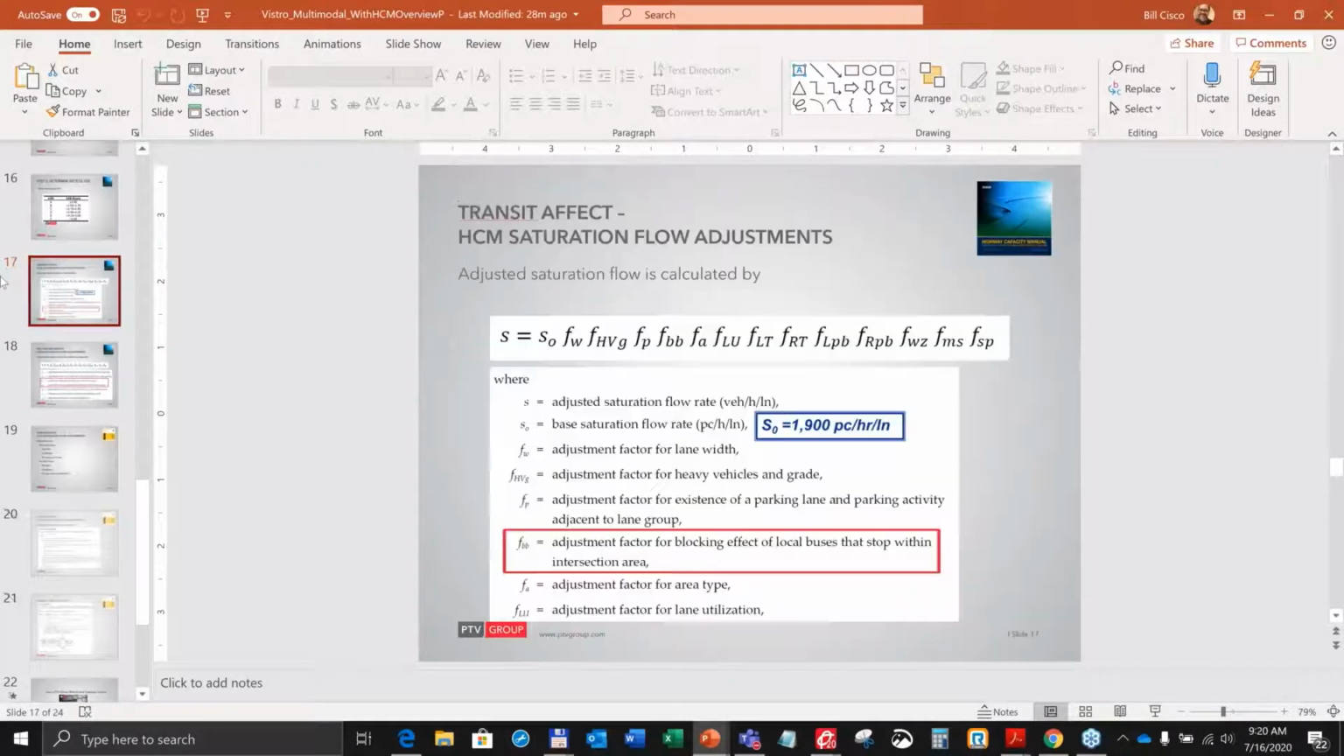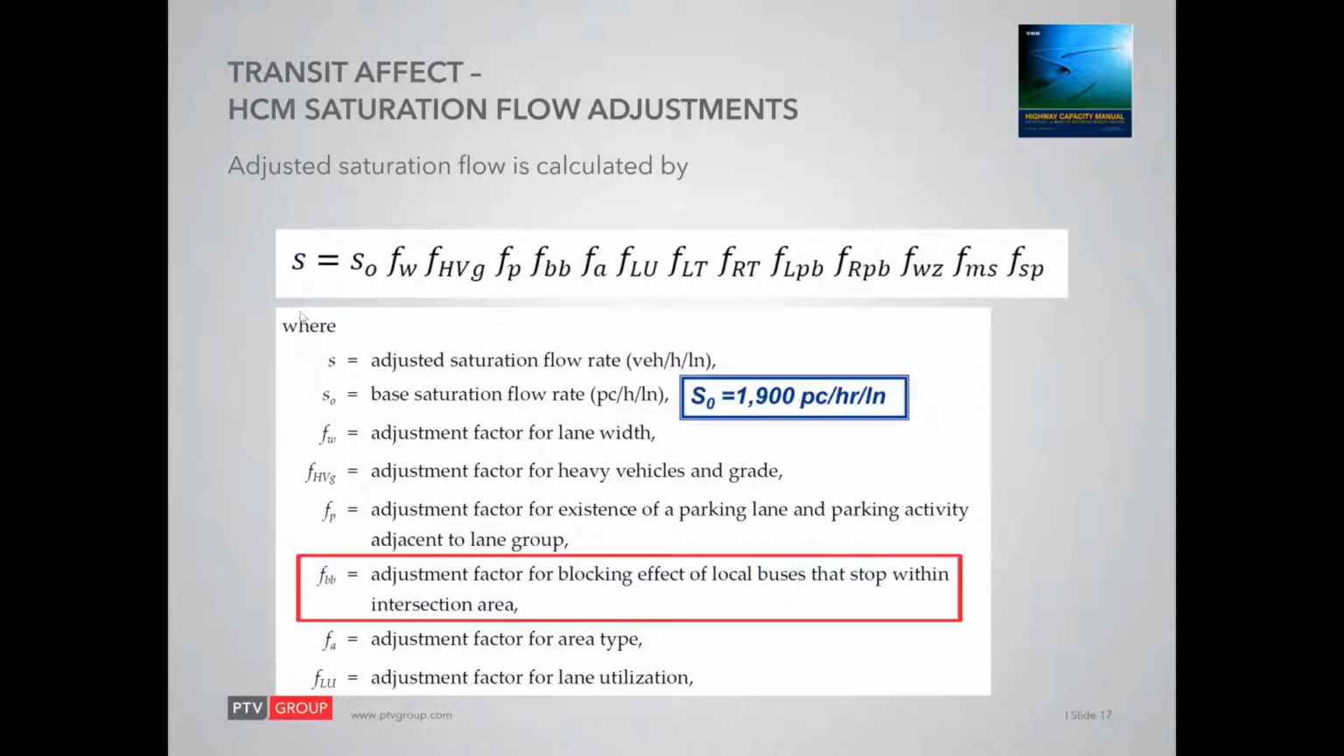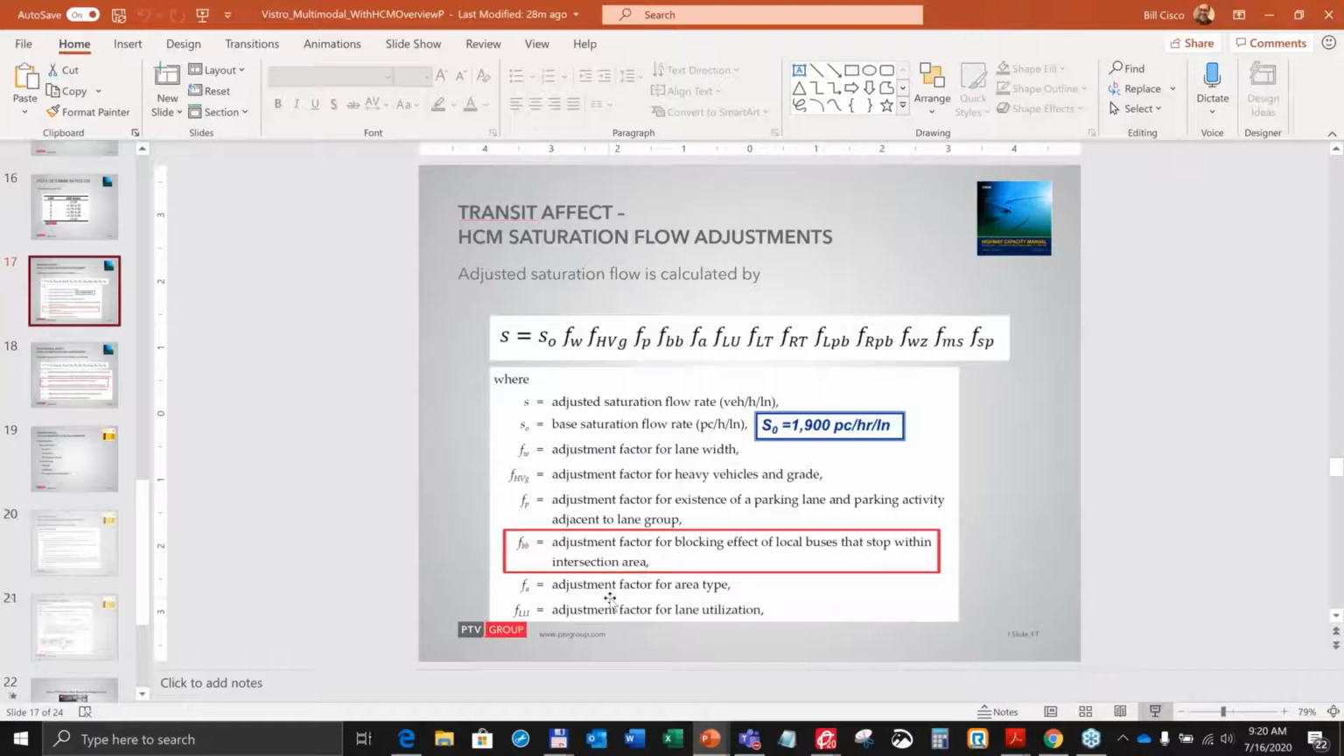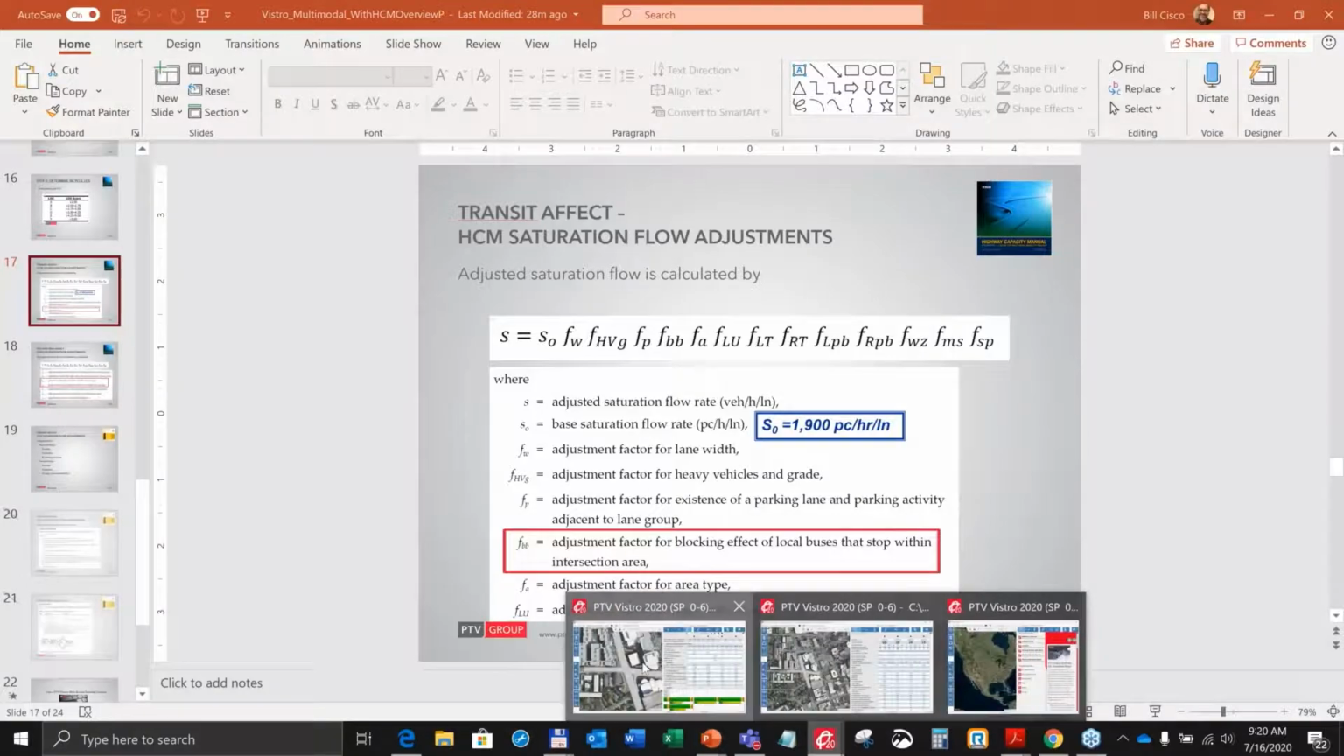On the transit side, again, there's not a transit method at the intersection level to get an MOE in the HCM, but there are sat flow adjustments many of you are probably aware of, bus blocking factor, for instance. And let's just take a quick look at what that means for your intersection setup.